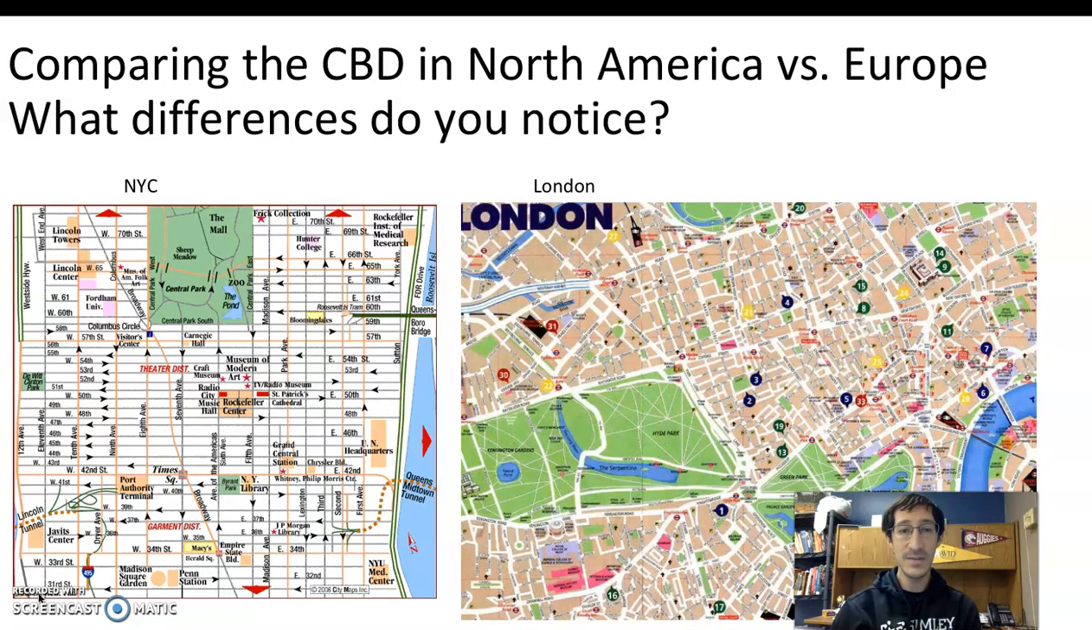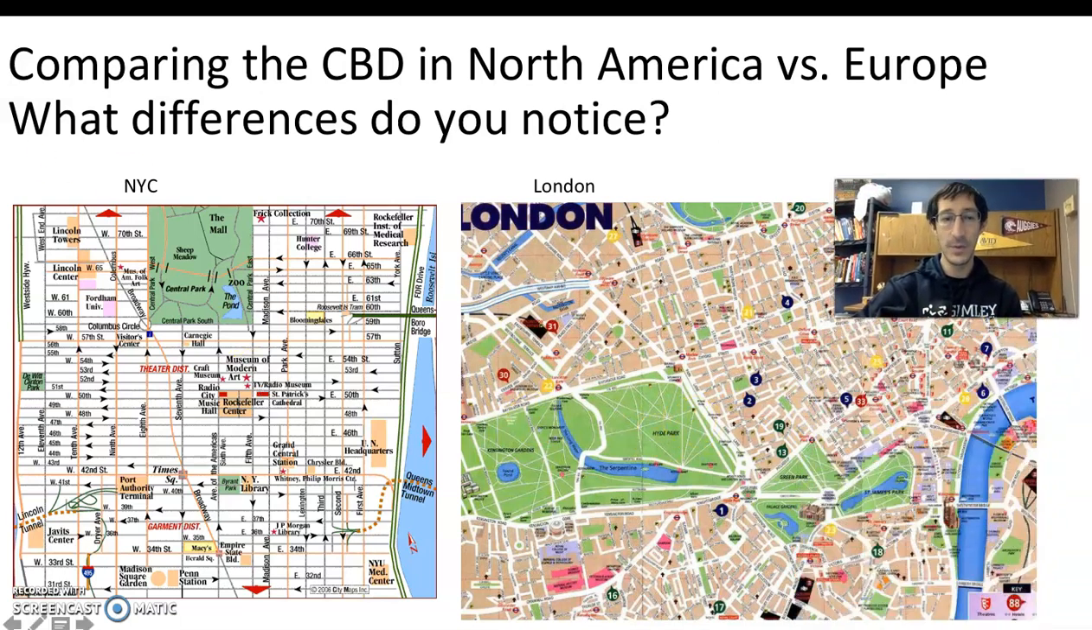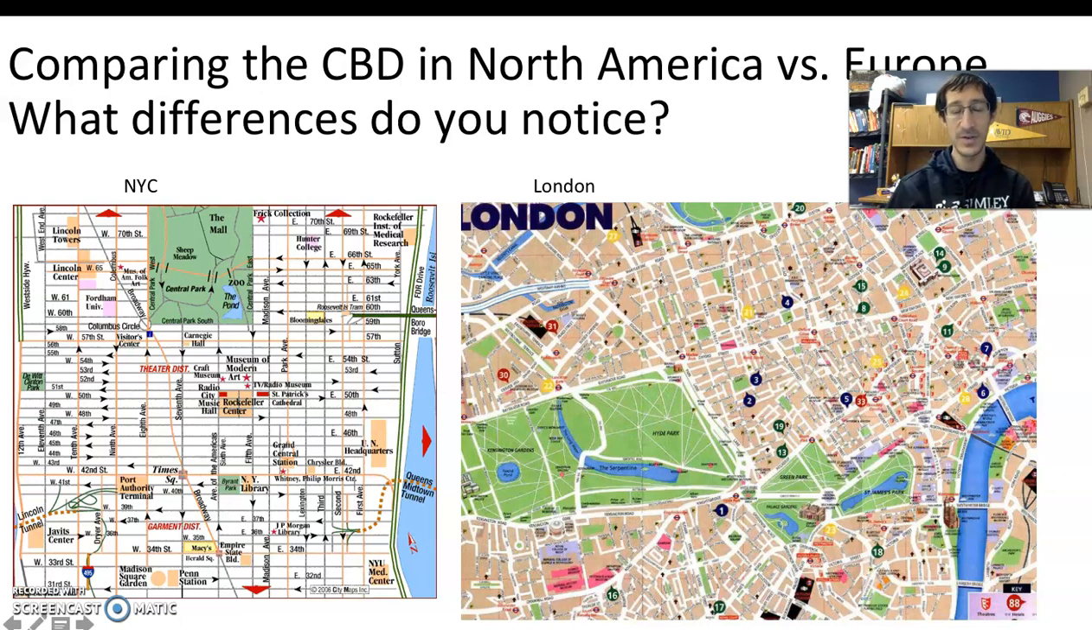So comparing the CBD in North America versus Europe, if you just take these two different looks, here's part of New York City, which in my opinion is one big CBD, especially on Manhattan Island, compared to here in London. If you just look at the organization, go back and think about chapter 1 when we talked about how things are spaced out and organized. What are some of the differences you think you see initially on this map?